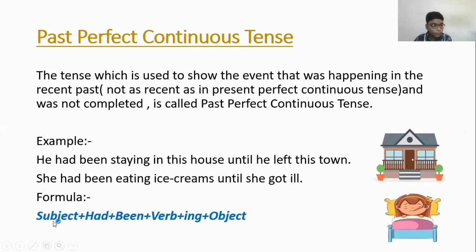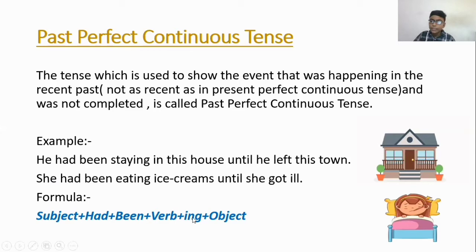Look at my cursor. Here, as you can see, this is the subject: he and she. Had, here we have used it. Been is very important because been is the only indication in the past perfect continuous tense that it was happening. If we do not use been, it means that the action or the event was totally completed. But by using been, we can make sure that it was not completed and we don't know when it is going to be completed.